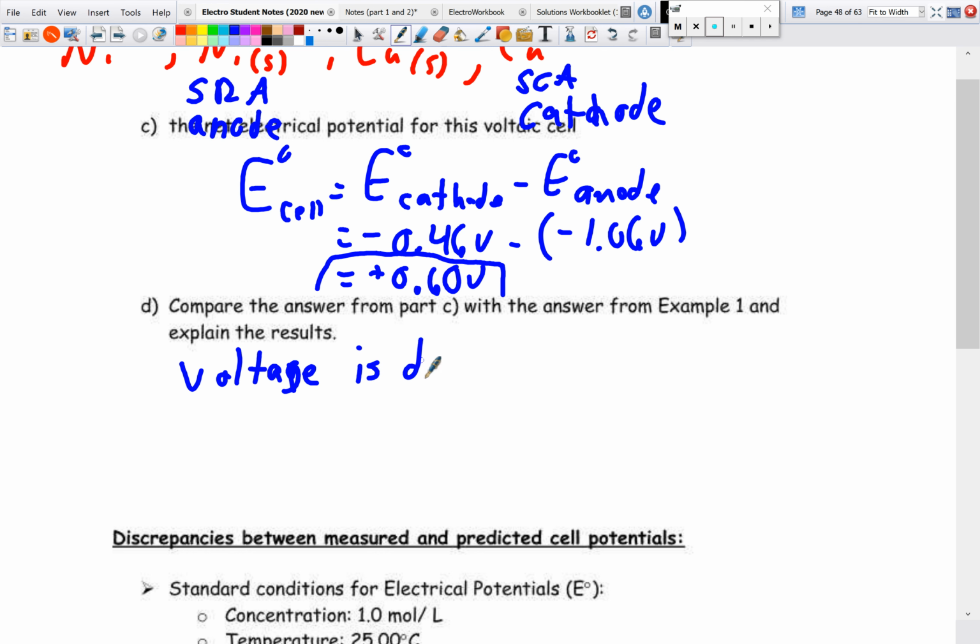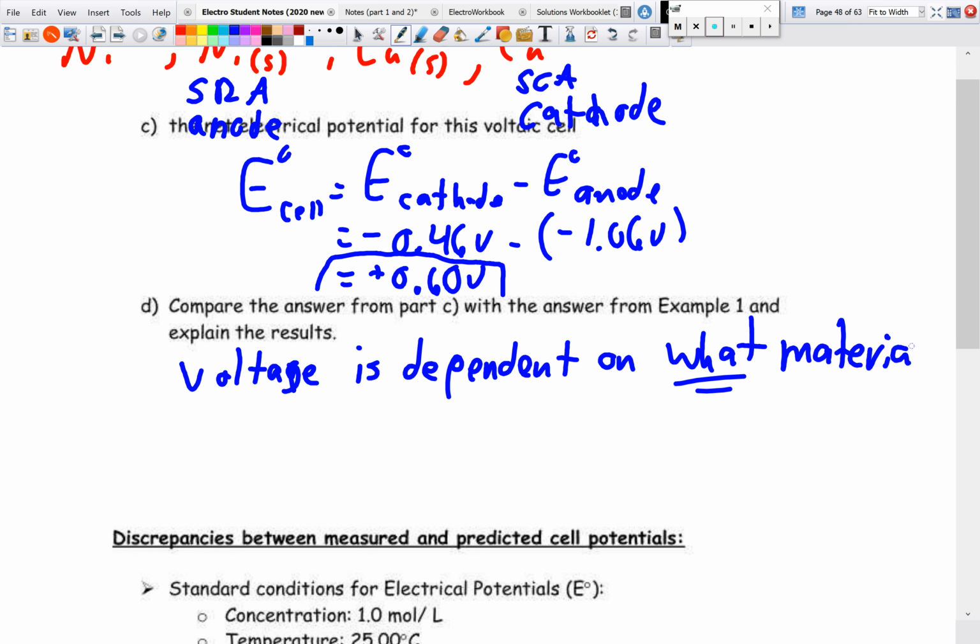voltage is dependent on what materials are used. And that goes back to what we did yesterday when I talked about voltage. The only thing that matters for voltage is what materials are actually used. So that means if you set up a cell that has both nickel and copper, you're going to produce 0.6 volts. It doesn't matter what the reference is to compare a half cell. All that matters is when we connect them, the entire cell is going to produce 0.6 volts.